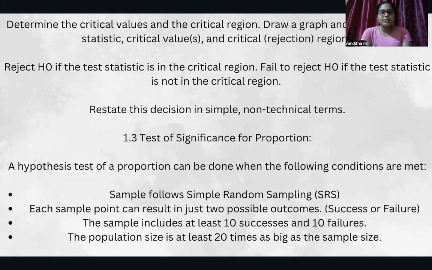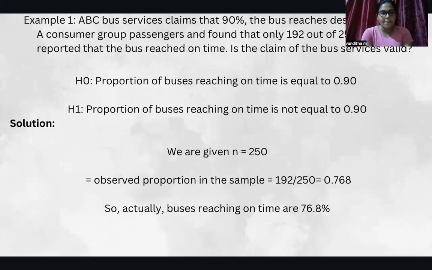Next, let's discuss the test of significance for proportion. A hypothesis test of proportion can be done when the following conditions are met. Simple random sampling, which is known as SRS. Each sample point can result in just two possible outcomes, either success or failure. Next, the sample includes at least 10 successes and 10 failures. The population size is at least 20 times as big as the sample size.